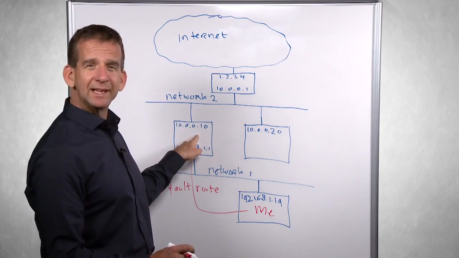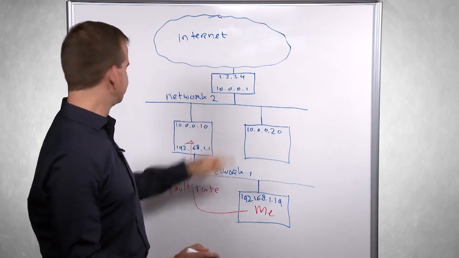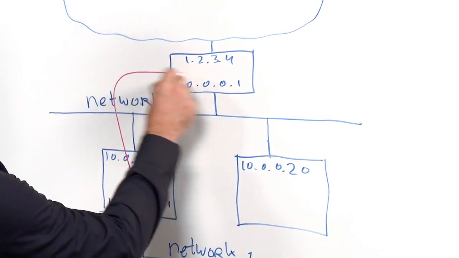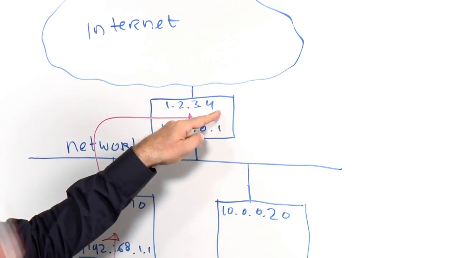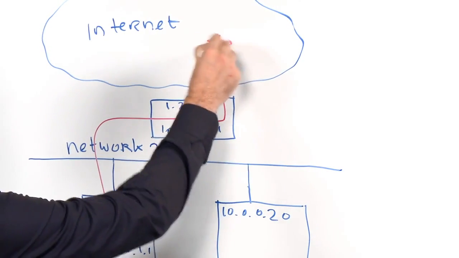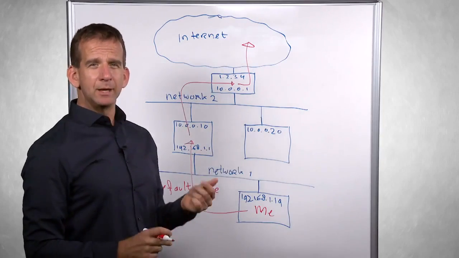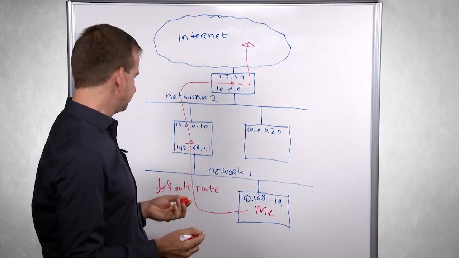And you probably can guess it already, that would be 10.0.0.1. So this computer would send the packet over here, and next, the computer here, by itself, also has a default route that connects to the internet. And there we go. By using all of those default routes, the packet can get sent to the internet.